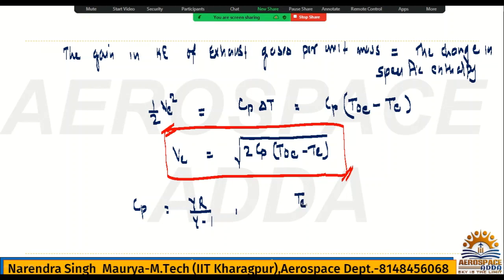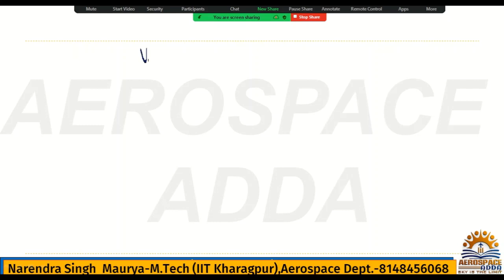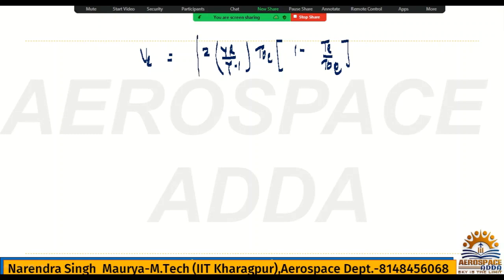So Te by T naught E, you can write in terms of pressure: it is (Pe by P naught E) to the whole power (gamma minus 1) by gamma. Okay, we have to use this. So we will get, in short, I am just writing, 2Cp, which is nothing but 2 gamma upon gamma minus 1, and T naught E I have taken common, so here it will have 1 minus Te by T naught E, in root.